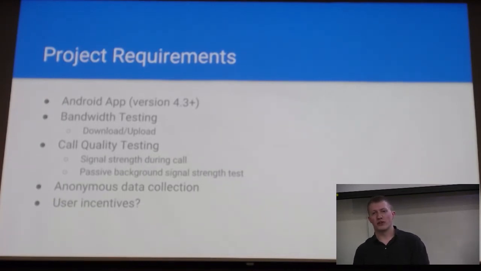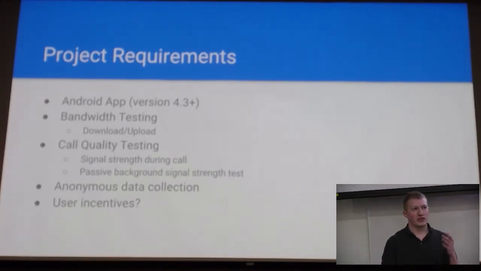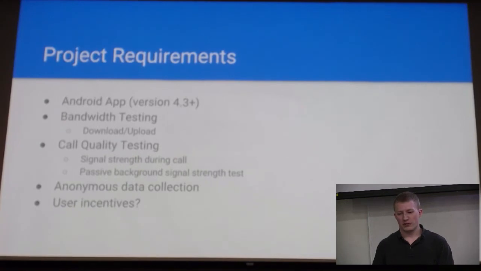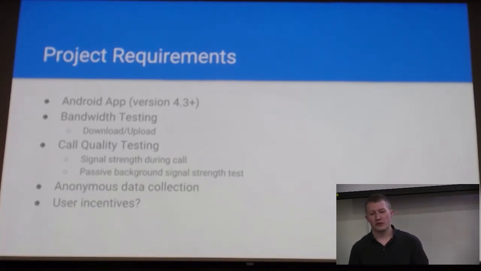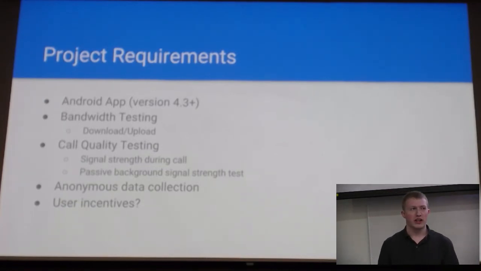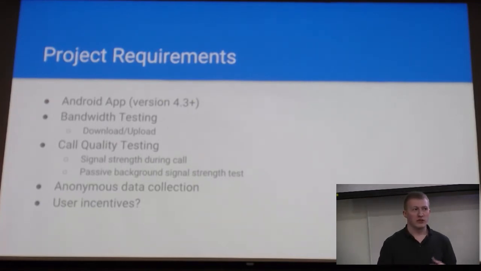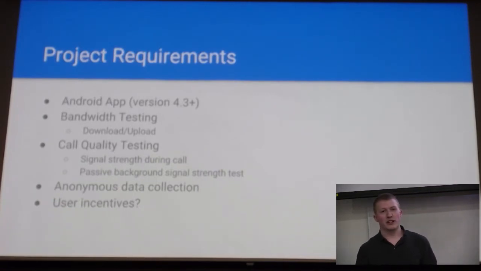To determine call quality, we're going to track the signal strength throughout the duration of every phone call that you make. We also passively track signal strength in the background every so often. In order to comply with the Human Subjects Research Review Board, we had to anonymize all the data we collect. So we're not allowed to track your phone number, the device IMEI, or pretty much anything that could be uniquely traced to a user or device. The only thing we do track is the Android version of your device.